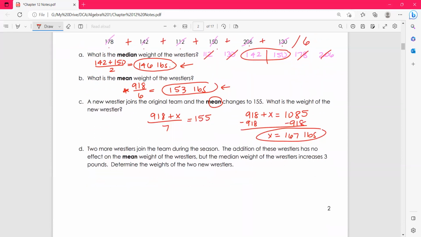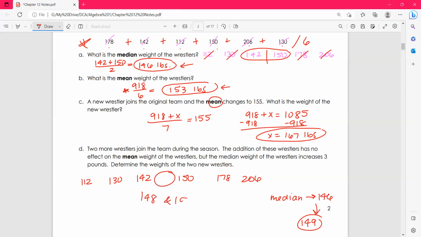Now we've got 2 more wrestlers join the team during the season. The addition of these wrestlers has no effect on the mean, but the median weight of the wrestlers increases 3 pounds. Determine the weights of the 2 new wrestlers. So let's go back and order our wrestlers. We've got 112, 130, 142, 150, 178, and 206. The median of the wrestlers increases 3 pounds. So if we know the old median, which I think we found in the beginning was 146, increases 3 pounds, we've got 149 as our new median. So that means right in the middle here, we are going to have 2 extra values, 148 and 150 pounds will be our 2 new wrestler weights.